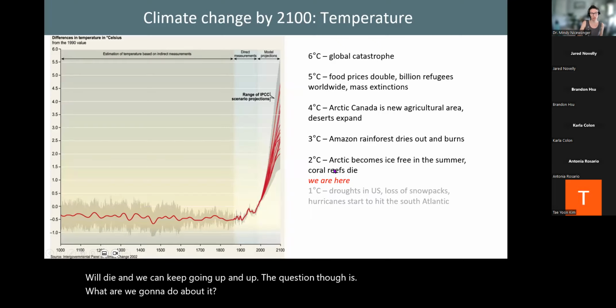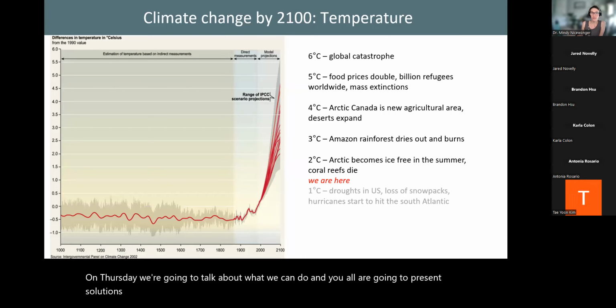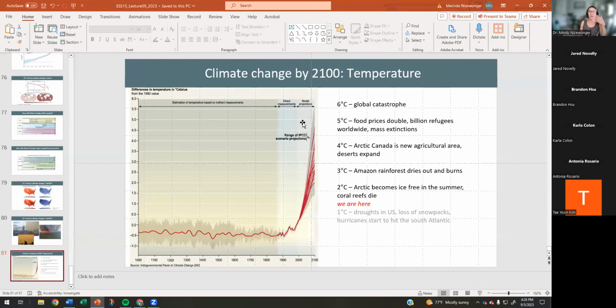And so on Thursday, we're going to talk about what we can do. And you all are going to present solutions that are already in place or that could be implemented pretty easily as your final projects. All right, so that's all I have for today. If you have specific questions you'd like addressed about the homeworks, since number 4 is also available now, happy to answer them. Otherwise, please use this time to work on your projects, get ahead on homework, and I'll see you Thursday.